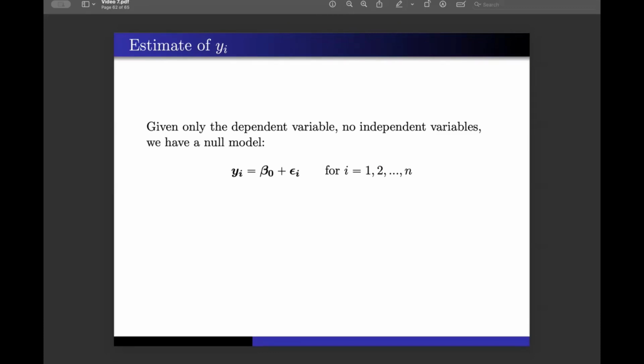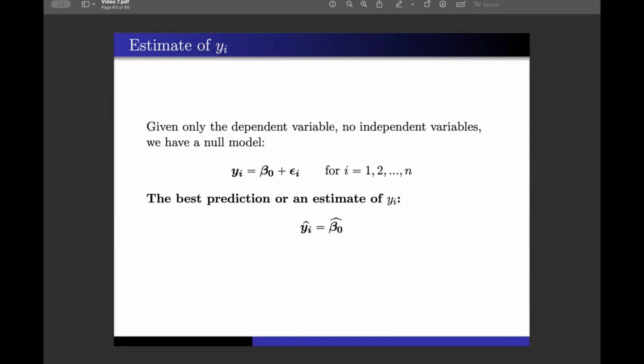We just saw using the ordinary least squares estimation method that an estimate of beta naught is equal to the average of the dependent variable. So we have an estimate for beta naught. But if I ask you a question, what would be the best prediction for the null model? The answer is that the best prediction or estimate for a null model would simply be an estimate of beta naught, which is beta naught hat.